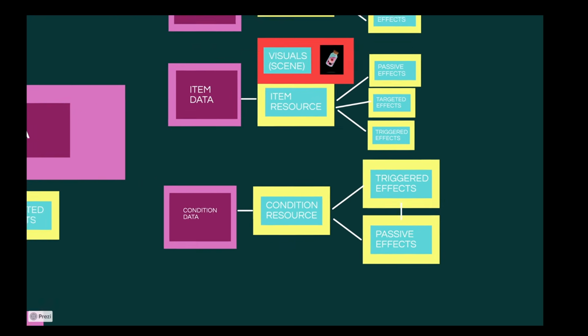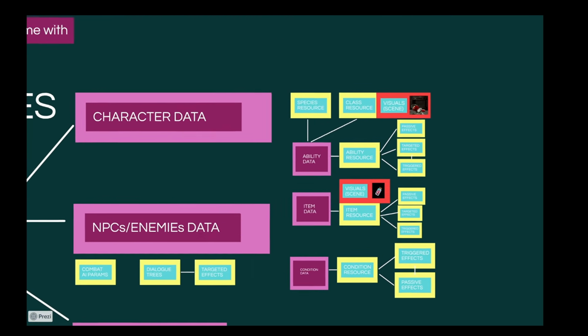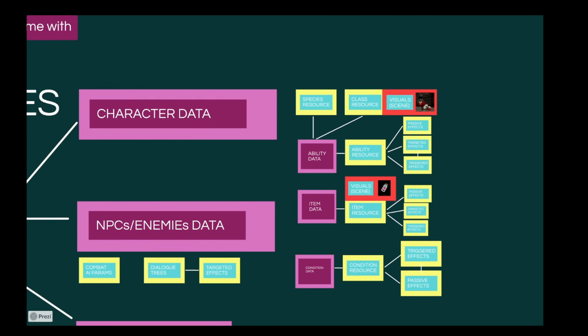I spoke briefly about passive abilities and triggered abilities when I was talking about character abilities. Conditions probably have to implement those too. For instance, when you're poisoned, maybe your strength goes down and you take some amount of damage every 15 seconds. Conditions also probably need to define their rules for being removed.